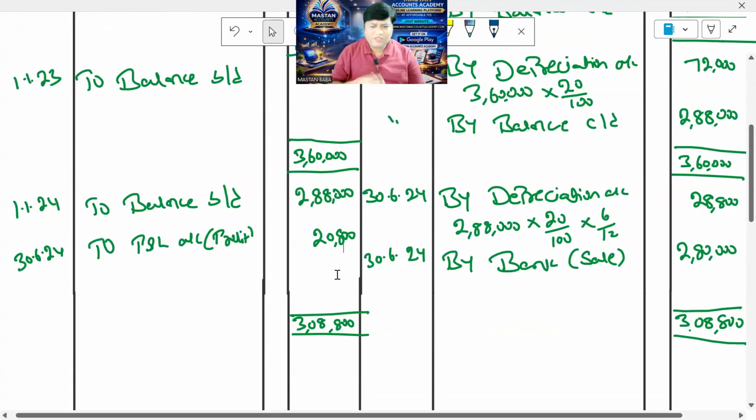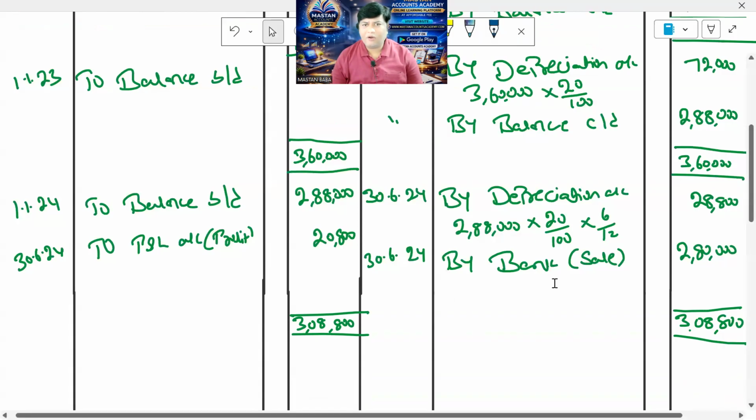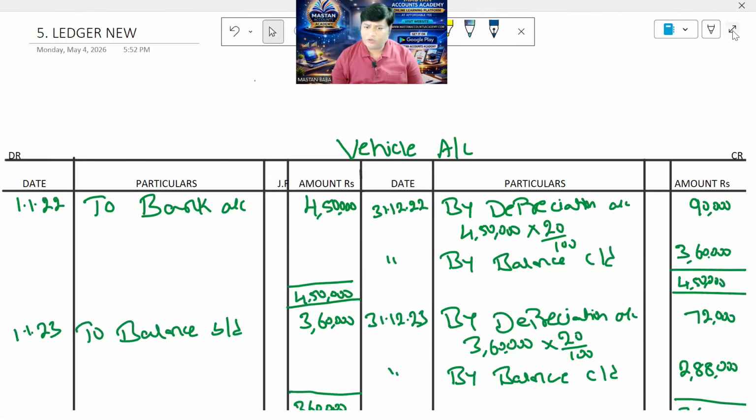So simple logic: if debit is more than credit total, write the debit amount on both sides and write the difference on the credit side. By P&L account, write it within brackets, loss. That's it. Anyhow, we'll do the working note also for this question.